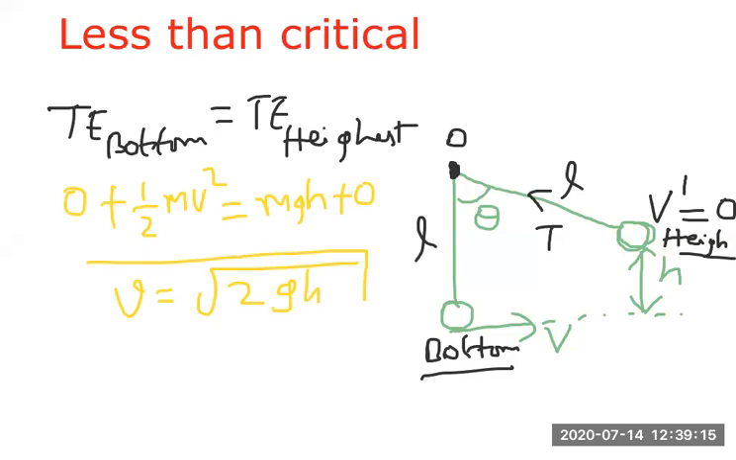So the velocity with which the body has to be projected is root over 2gh, because to rise to height h, the velocity to be acquired is root 2gh. We are happy. But how do we write it in terms of the angle theta and L? I want to write the velocity in terms of theta and length L. For that, observe carefully here. This is height h, and the length here is L.